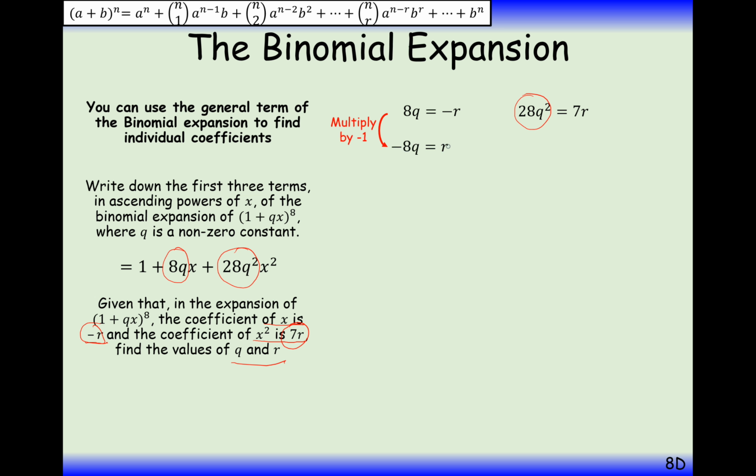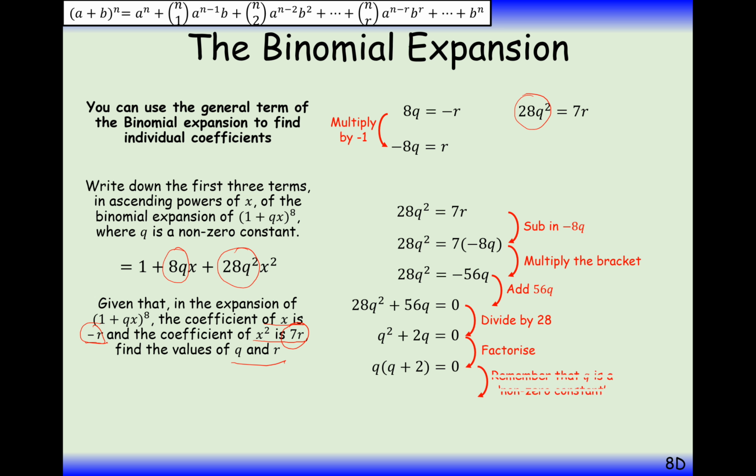So substituting in r equals minus 8q, we're going to get 7 times minus 8q is minus 56q. What we'll need to do then is add that onto the other side and factorize. It's a good idea to divide through by 28. So we get q is either 0, but it's a non-zero constant, so that's not a factor. So q equals minus 2 is the answer there. Substituting q back into this top equation here, and you get r is 16.